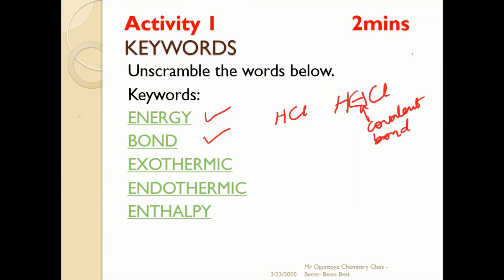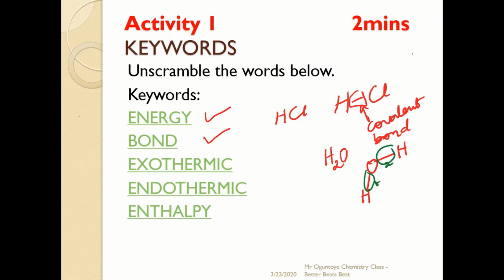So for example, in water, we have two bonds, one between oxygen and hydrogen, and the other bond between oxygen and the other hydrogen. So this is a bond and this is another bond. So a bond is just the chemical link between two elements in a compound.